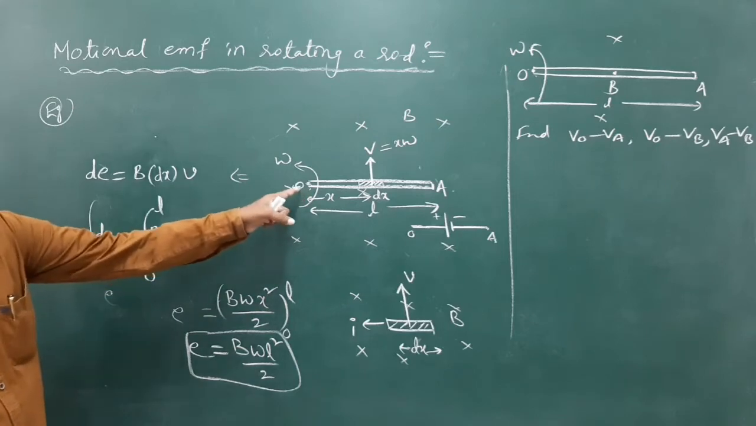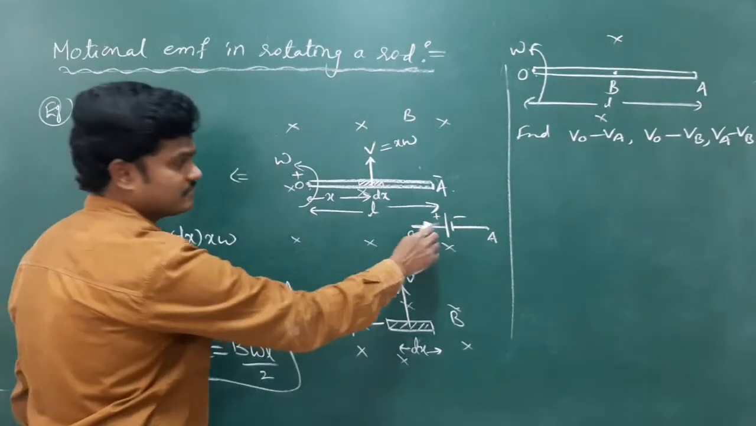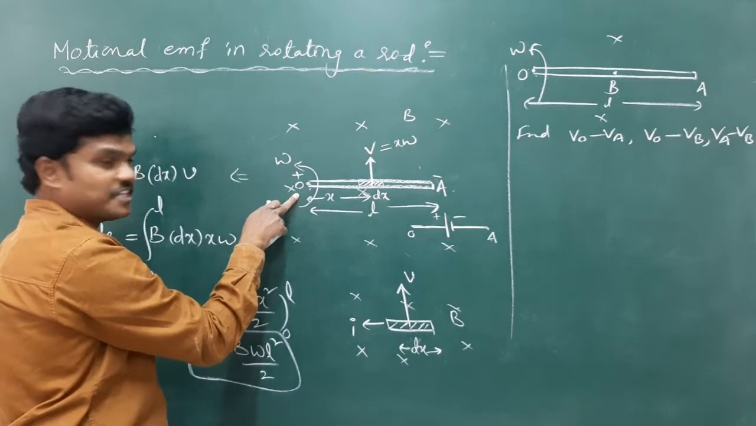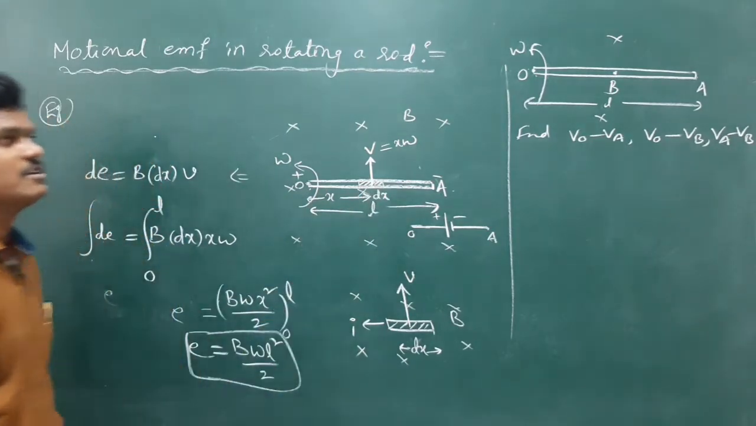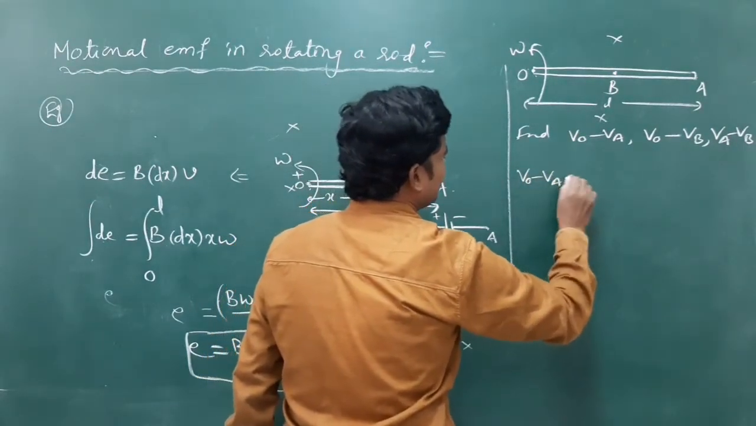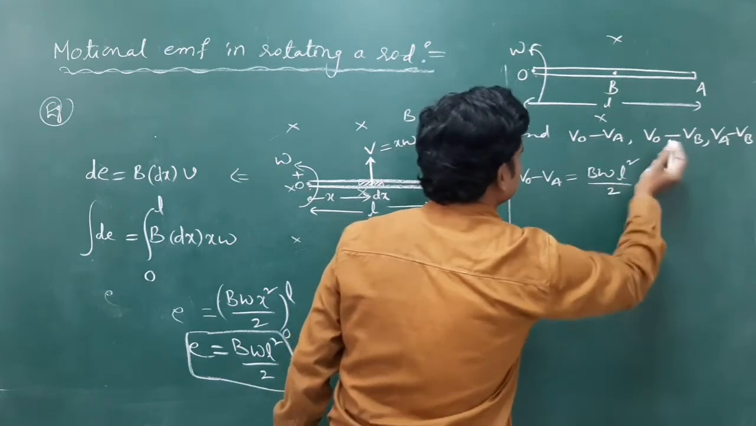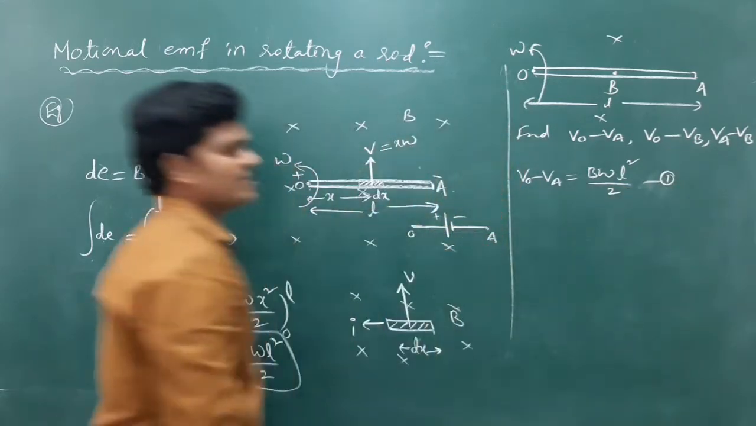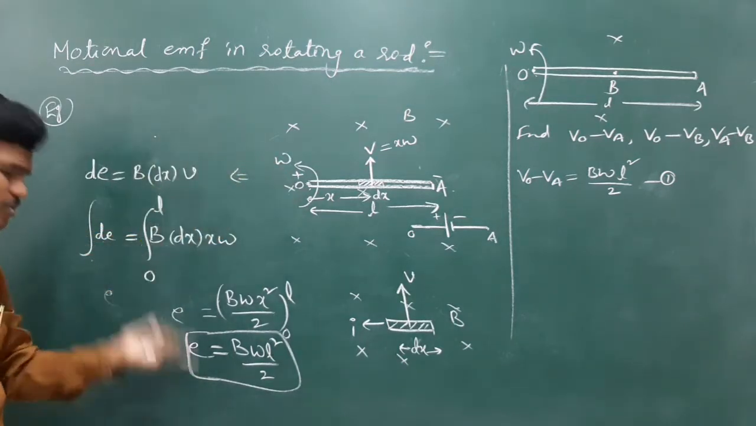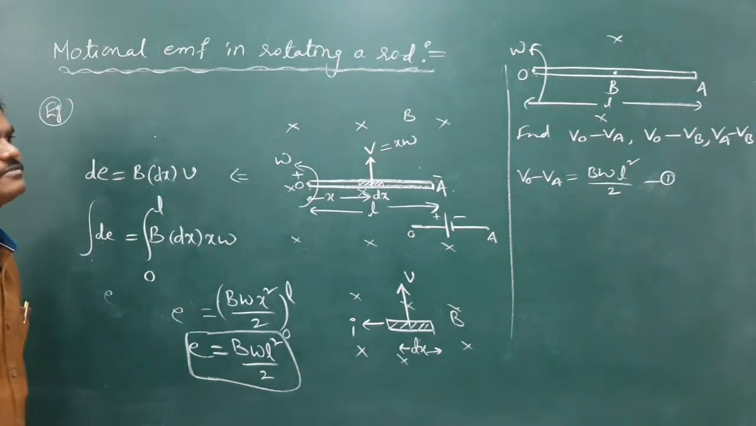So from this diagram, O is at what? O is at the positive terminal, A is at negative. See the battery. Induced current is flowing like this, to the left side. So this is at positive potential, highest potential. A is at negative potential. So VO minus VA, we got B omega L square by 2. Keep this as equation 1. I got VO VA directly. Otherwise, take a small element, again the same process. VO VA, we got it as B omega L square by 2.